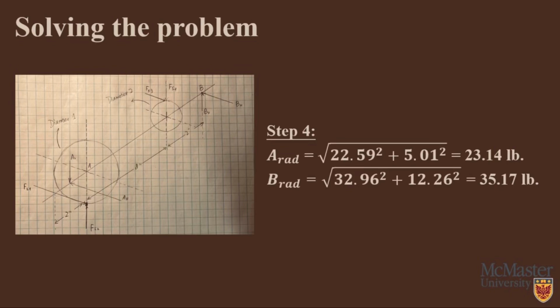Step 4 is about calculating the A radial load and the B radial load, which equal 23.14 pounds and 35.17 pounds respectively. That's all of this problem solving. Thank you.